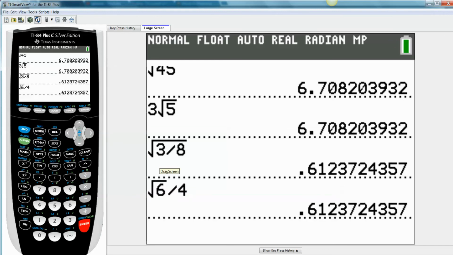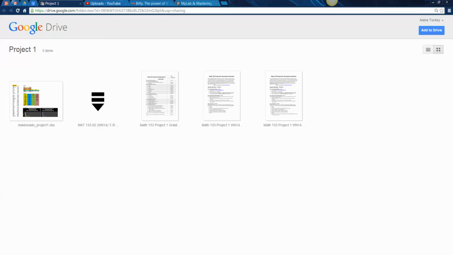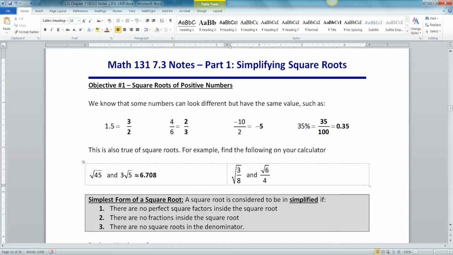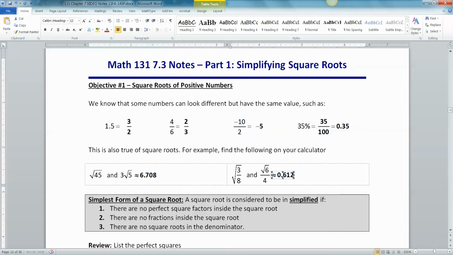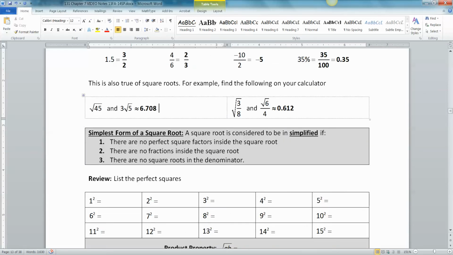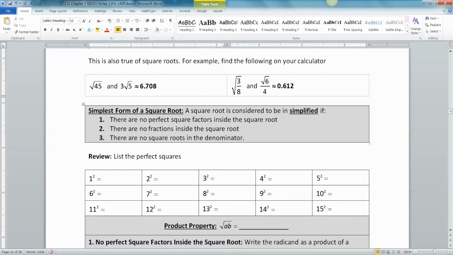And hey, they're the same thing. They're both 0.612 and some change. All right. So we've learned a valuable lesson here, which is that we're going to be able to take square roots, just like we did with fractions and decimals and percents, and change them around to different things that will look different, but they are the same value. So square root of 3/8 and the square root of 6 divided by 4 look extremely different, but they actually have the same value.